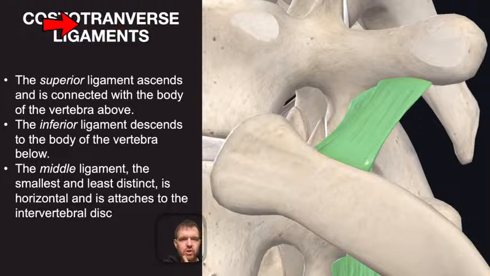Costotransverse ligaments. So it's going from the costos, which are the ribs, to the transverse processes. Okay, so there's your rib, so attaching from there onto the transverse process. And again, we've got superior ligament, inferior, and then, oh no, that's not right. Sorry, that's been copy and pasted from the last slide. It basically goes from your ribs onto the transverse process, and that is it, okay? So costotransverse, from the rib to the transverse process.